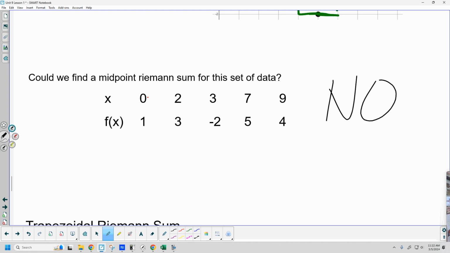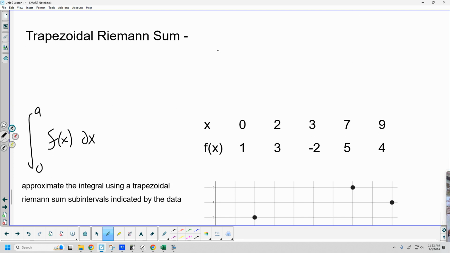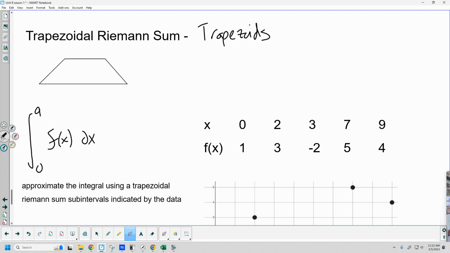Cool? Okay. To our last one, the trapezoidal Riemann sum. Guess what? It uses trapezoids. Okay, great. Now, how many of you remember the area formula for a trapezoid? Who remembers the area formula of a trapezoid? 1/3. Good guesses. All good guesses. Yeah, you guys all forget it.